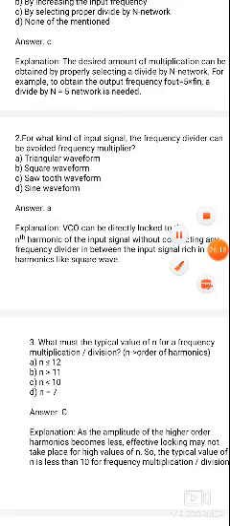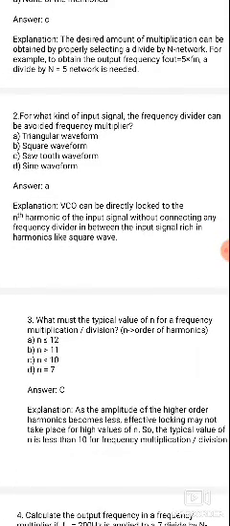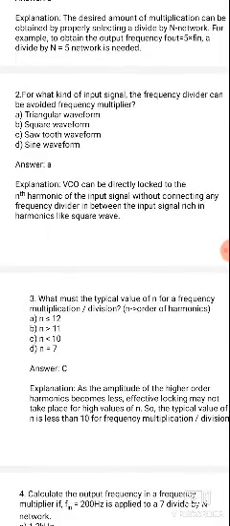Second question. For what kind of input signal can the frequency divider be avoided in a frequency multiplier? The options for the input signal are triangular wave, square wave, sawtooth wave and sine wave. The VCO can be directly locked with the nth harmonic of the input signal without connecting any frequency divider. A square wave has harmonics. So what kind of input signal? Just the square wave input signal only.